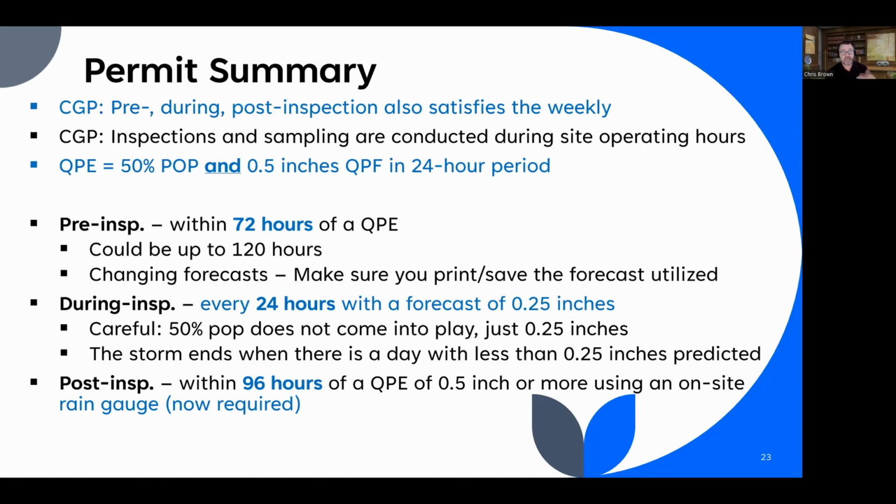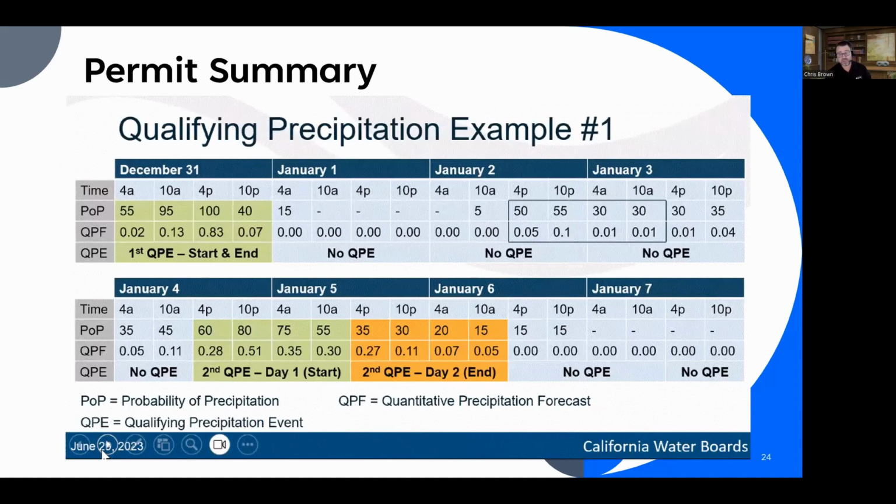And if you end up having a half inch of rainfall, then you need to conduct a post QPE within 96 hours. Rain gauges are now required and they will be used to determine if a post QPE inspection is required. Okay, so this is right out of the permit. So let's look at this just really briefly. Some of you have probably seen these from the state's workshop, so I'll just go over this, but we'll spend a minute on it so people understand.